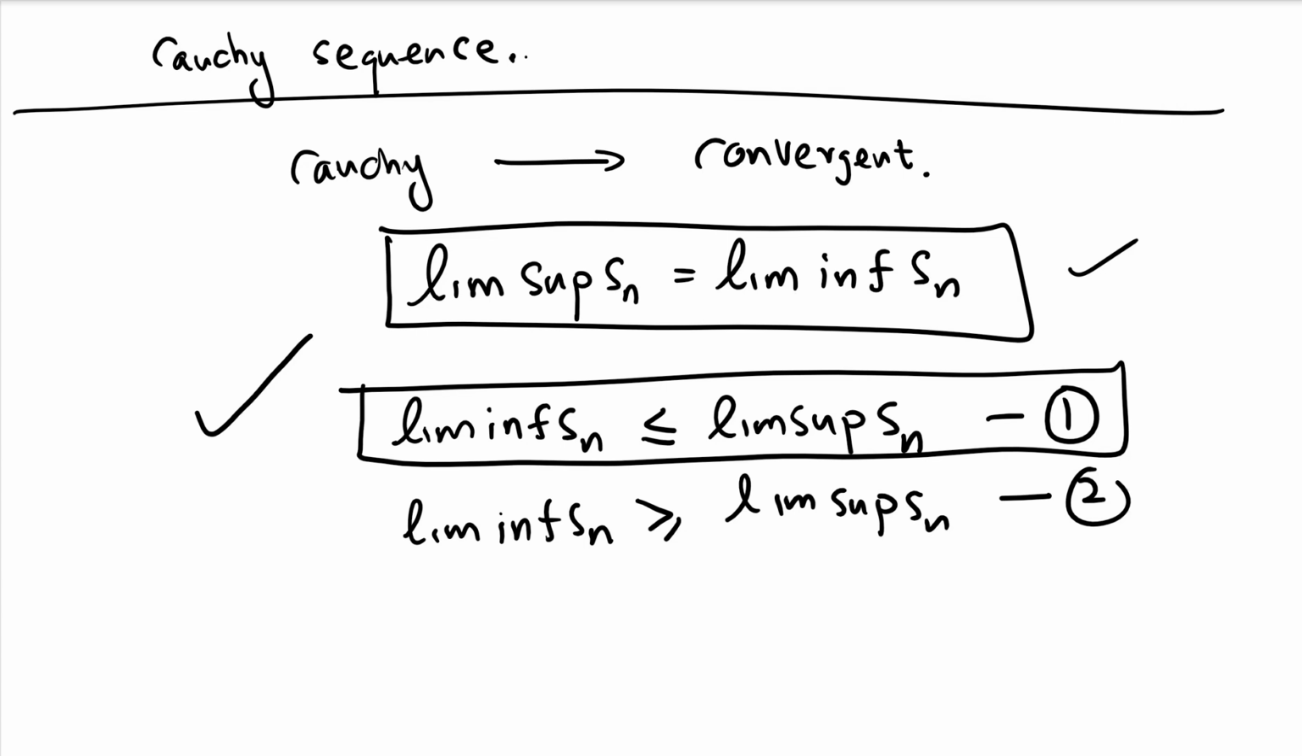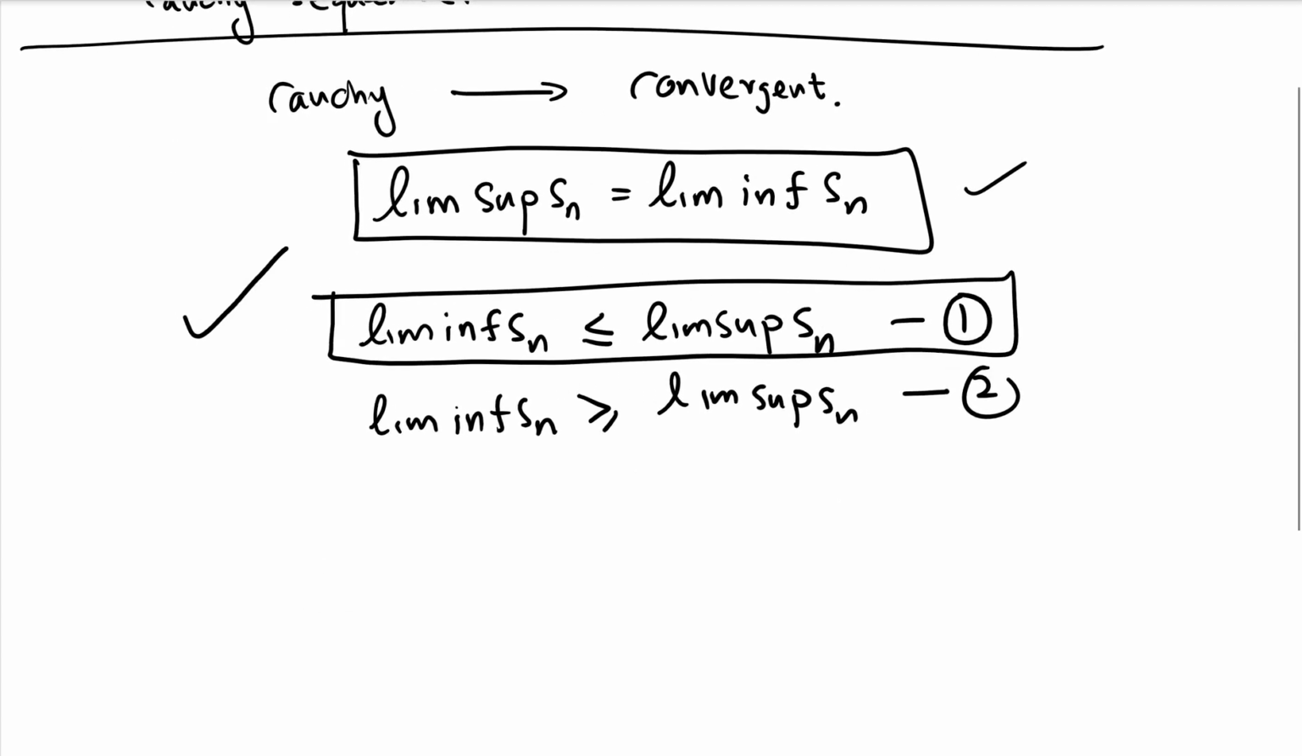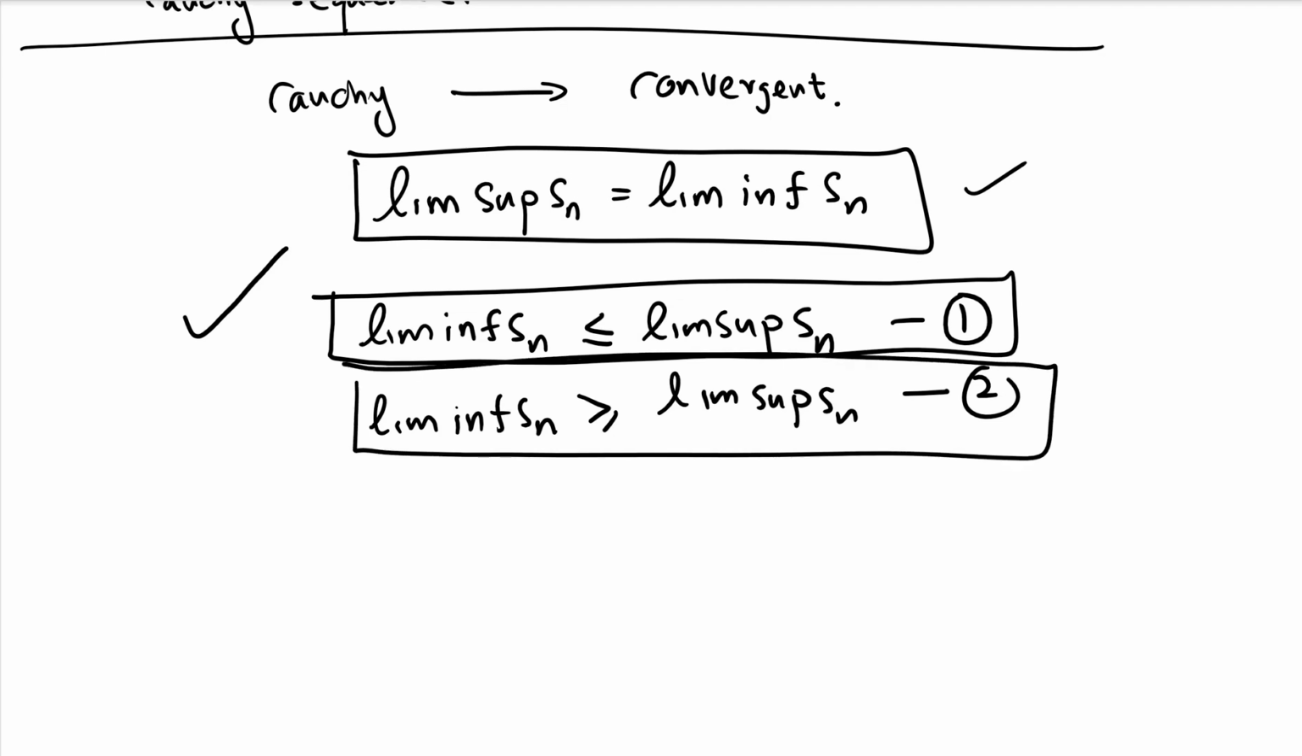Okay, it's a fact. So at the end of the day, all we need to do is prove the second inequality. We want to prove that the limit inferior is greater than or equal to the limit superior. If we can prove that, then we are done with our proof. Hopefully this makes sense. I tried to create a roadmap. I know I didn't even start the proof yet, but this is the roadmap.